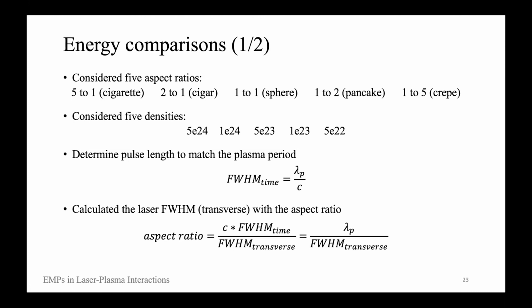What am I going to hold constant for these calculations, though? I decided the best thing to hold constant was to ensure that the pulse length is matched to the plasma period. And so using that condition, I was able to determine my full width half max in time. And then I can plug in my aspect ratio to figure out what the width is. So this can be adjusted for all the densities, but we're still maintaining this relationship between the pulse length and the plasma period. And what do those energies look like?